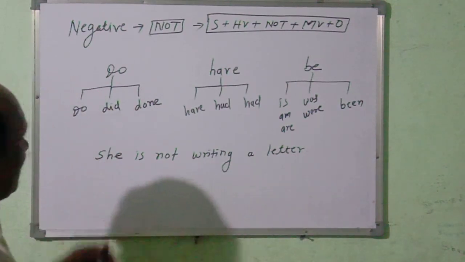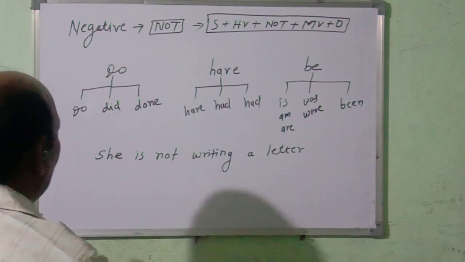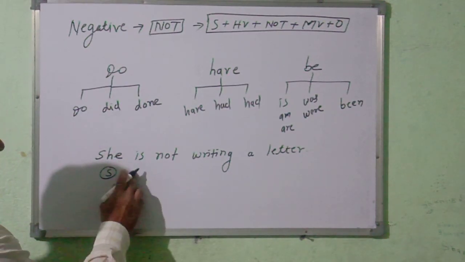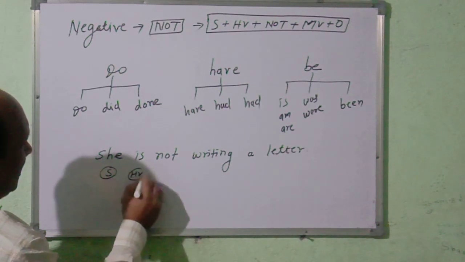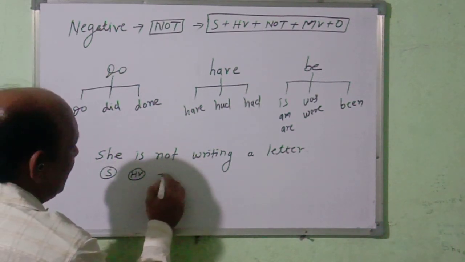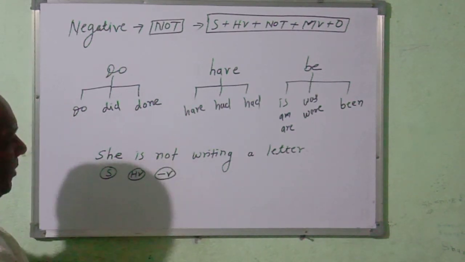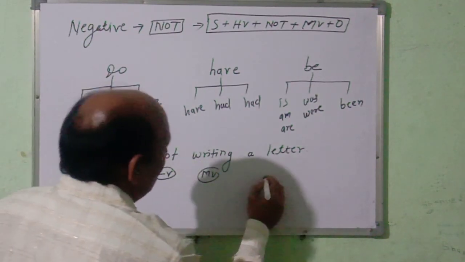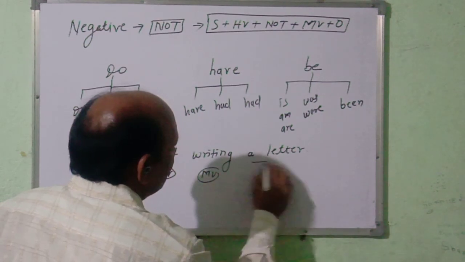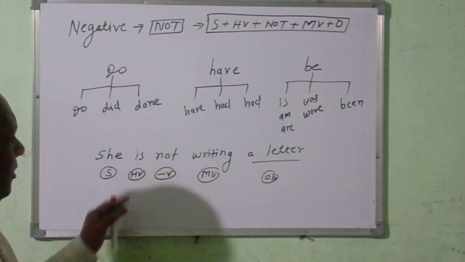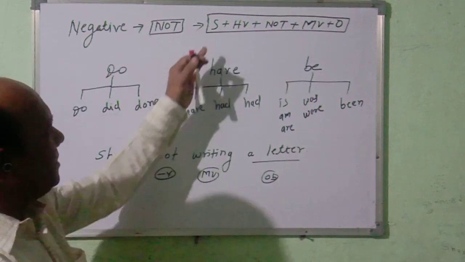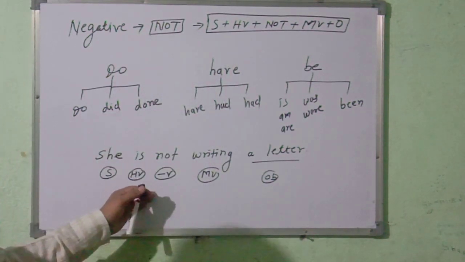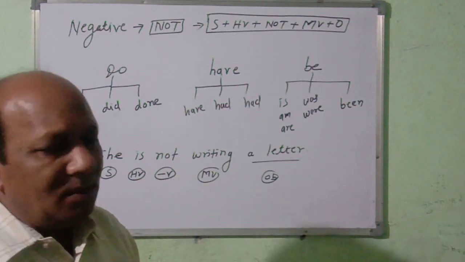What is the bifurcation of this sentence? We will see. She is the subject of the sentence. Is is the helping verb of the sentence. Not is the negative sense word. Writing is the main verb. A letter is the object of the sentence. So using this structure, we are going to create the negative sentence.